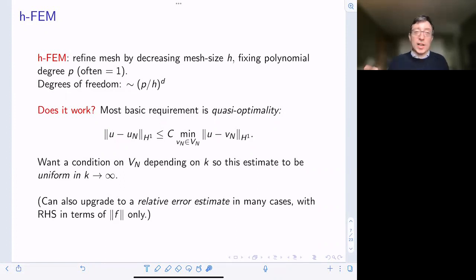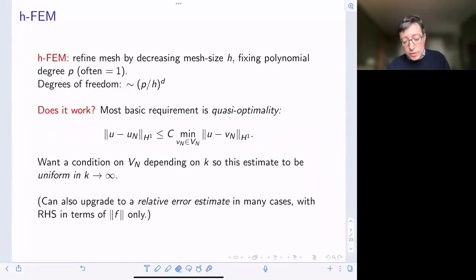There's no earthly reason the FEM should miraculously manage to produce the closest element in Vn to the true solution. Okay, there is some closest element. You don't know what it is because you don't know the true solution in particular. So one basic requirement you might like for your method is what's called quasi-optimality, which says the distance from the true solution to my FEM solution, my Galerkin solution, is no bigger than a fixed multiple c of the distance of the optimal one to my true solution. So you're only off by a fixed factor relative to the best possible approximation in Vn.